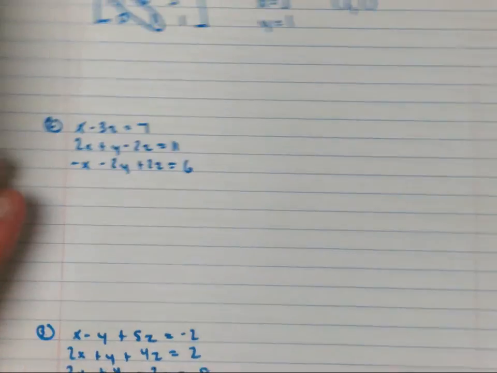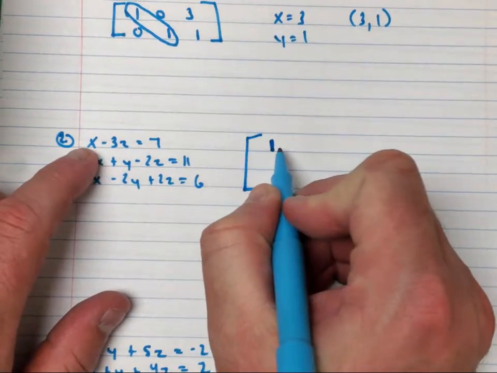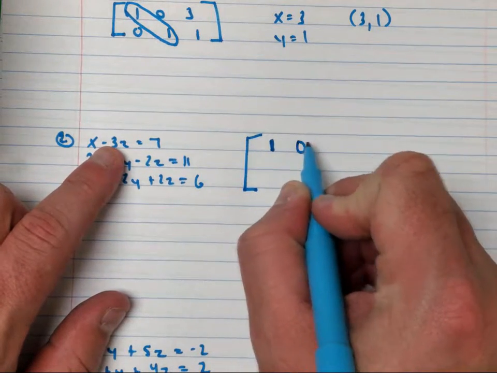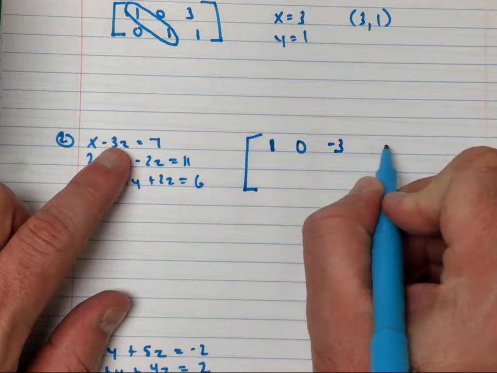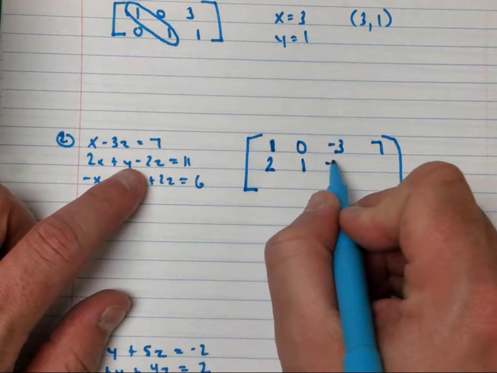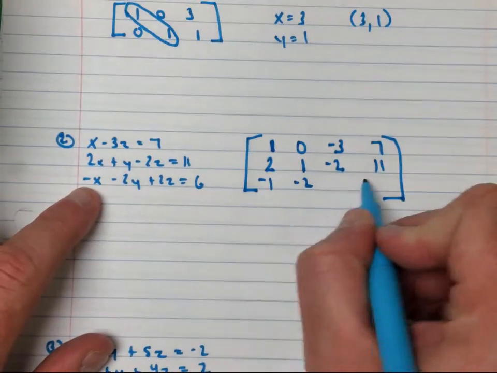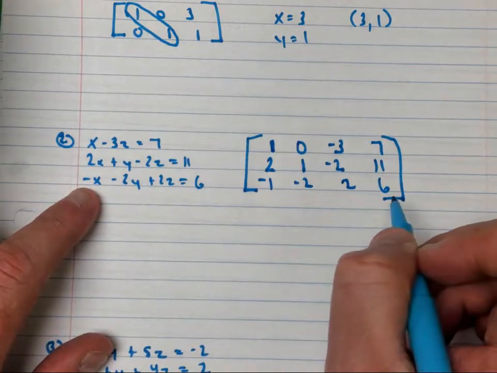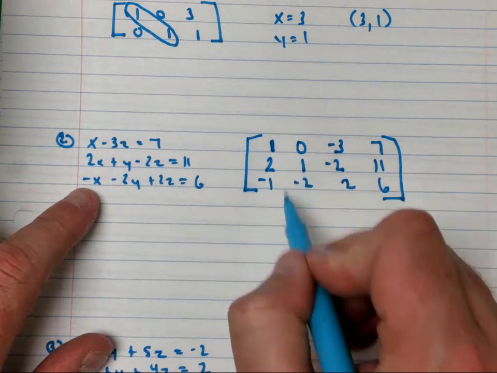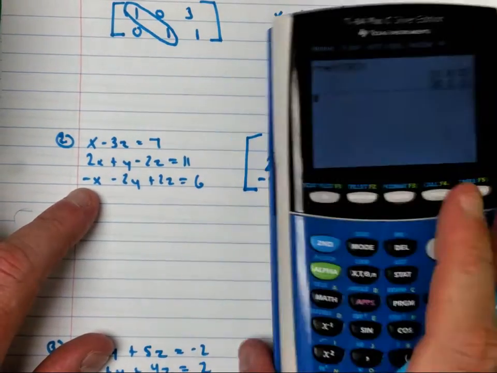Let's look at number 2. Let's set up how we're going to do this matrix. Okay, your x value coefficient is 1. Do you notice that others have y, this one does not have y, so you've got to put a 0 in for y. Then negative 3, 7. 2, 1, negative 2, 11. Negative 1, negative 2, 2, and 6. The dimensions of this is 3 rows by 4 columns. So 3 by 4.